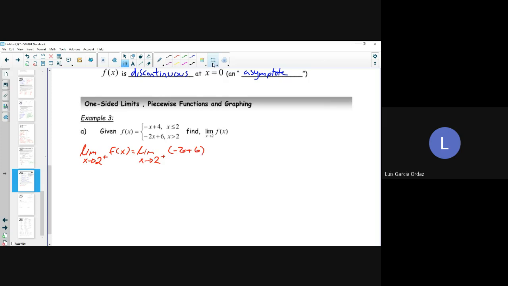And the reason being is because negative 2x plus 6 is for all x values bigger than 2, which means that if we approach it from the right, we will be able to find the limit of negative 2x plus 6. Okay? So I'm just going to draw it roughly. So negative 2x plus 6 would look something like this. My bad, that is wrong.